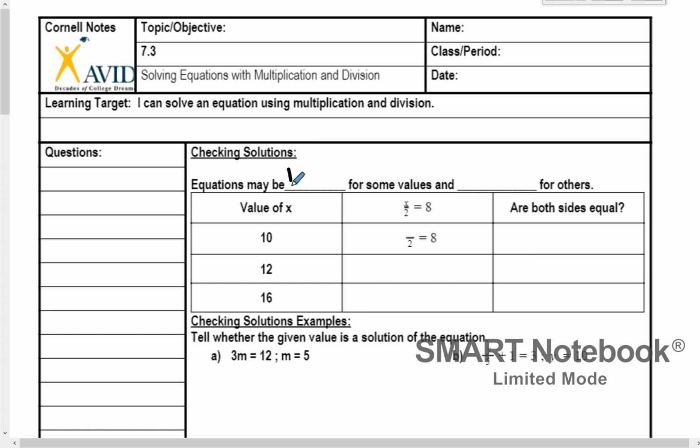But anyways, going ahead. Equations may be true for some values and false for others, or not true.